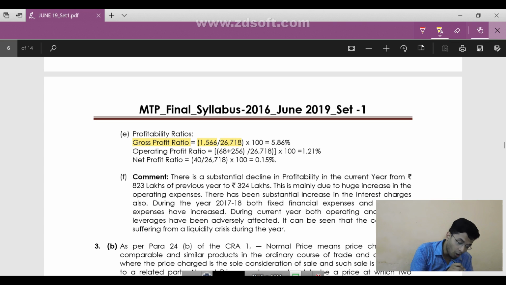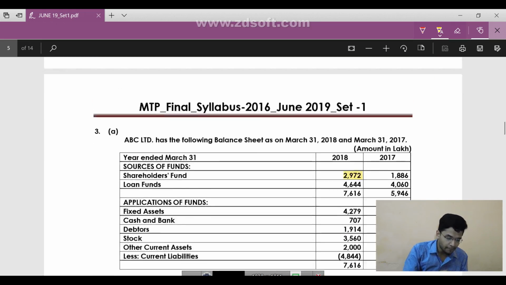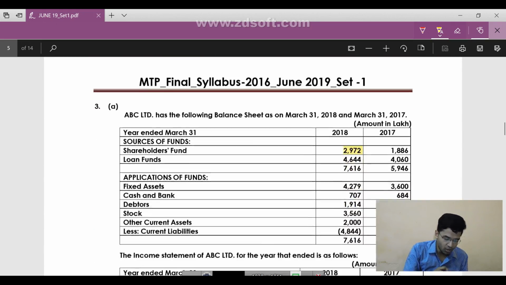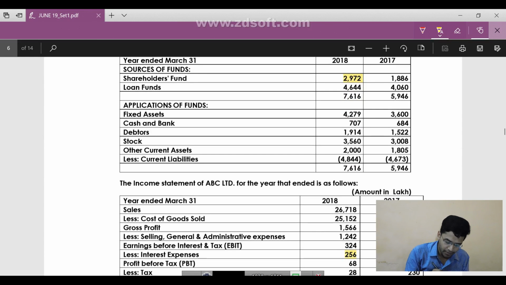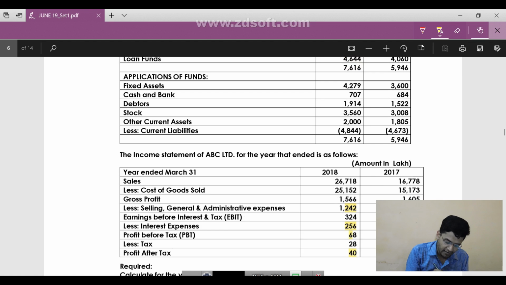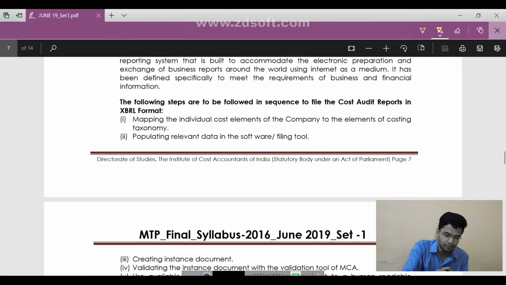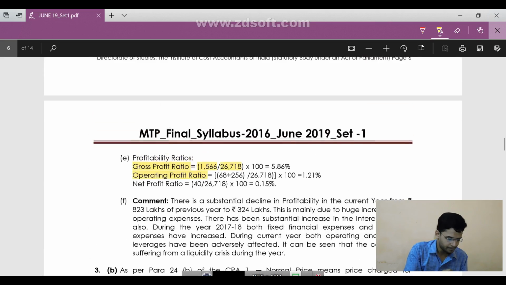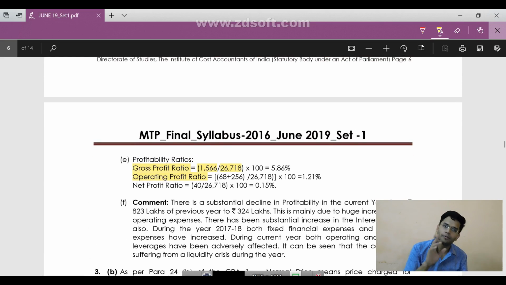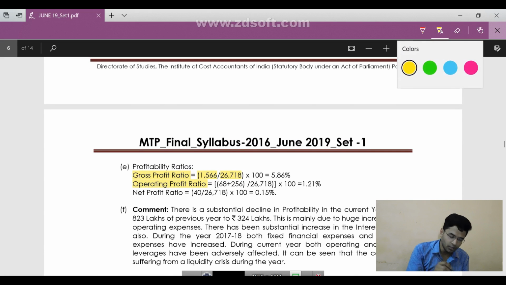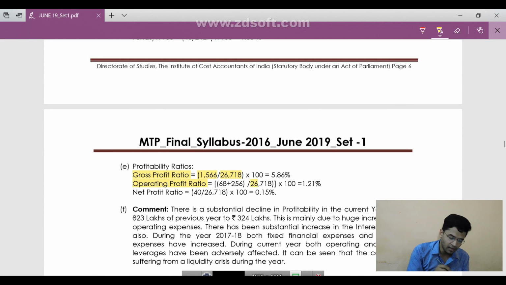And operating profit ratio. Operating profit is profit derived from operations, which means we have taken the PBT, which is 68, and we have added the interest element in that PBT. So this is the operating profit ratio, 256 plus 68, to compute the operating profit, and the denominator will be as usual the sales figure which we have taken in our computation.